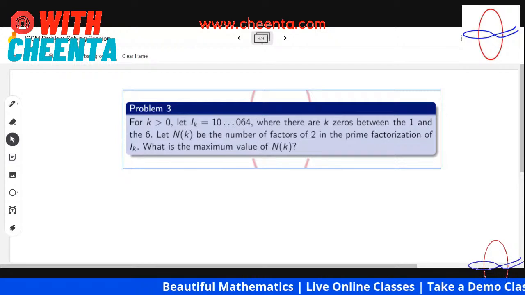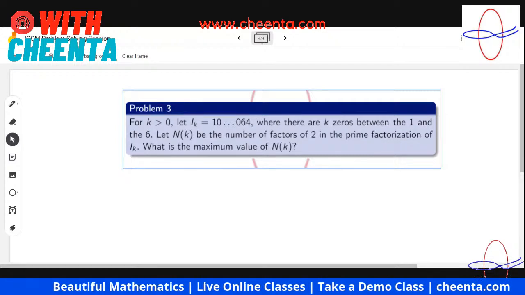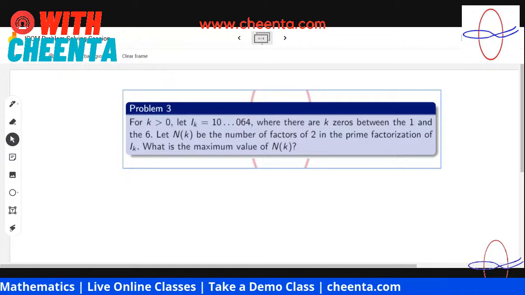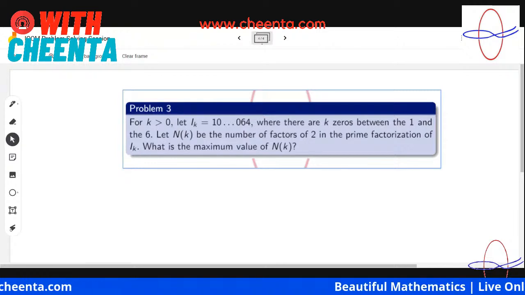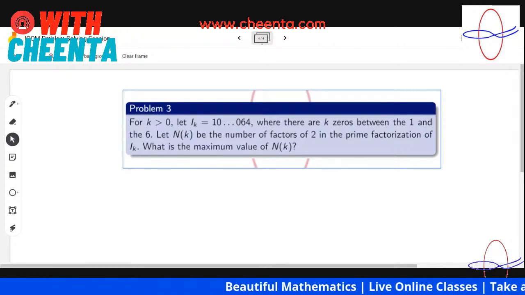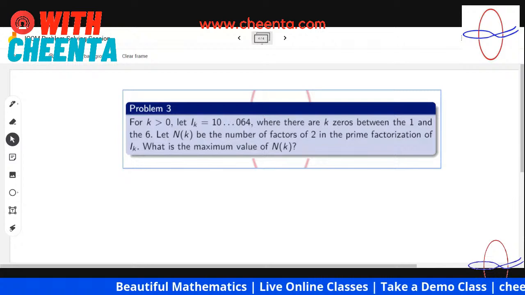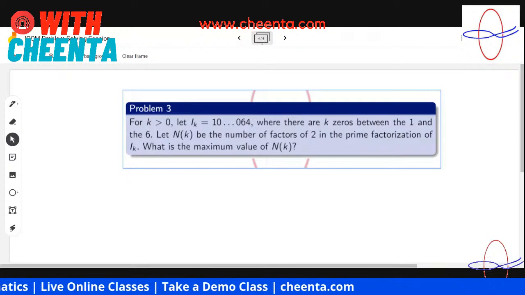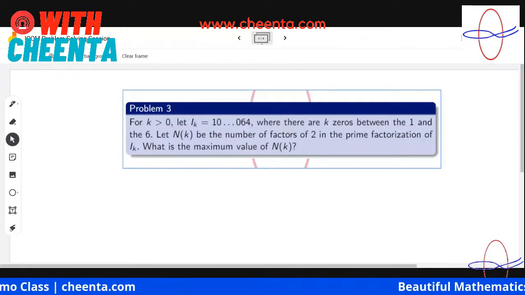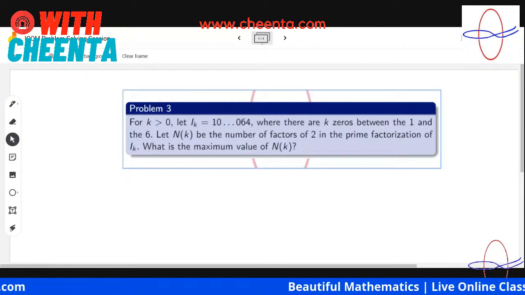Very good. So it's a number theory problem. It's given a number i_k, which is 1 0 0 0 with k zeros in between, that's why the k suffix is coming up, and between 1 and the 64. And n_k is the number of factors of 2 in the prime factorization of i_k.